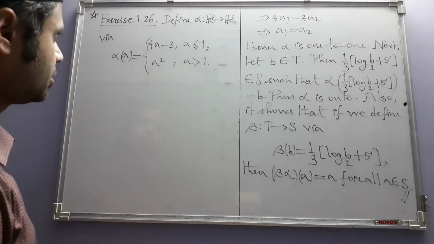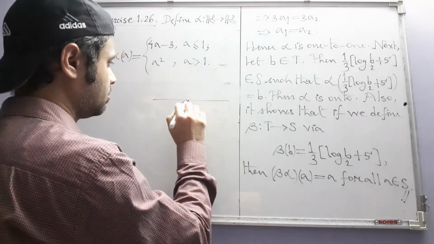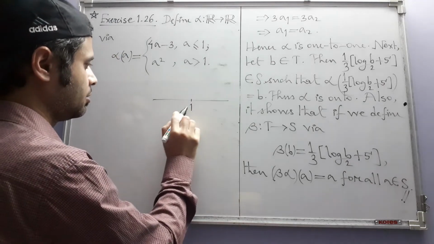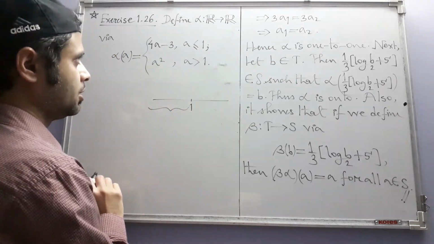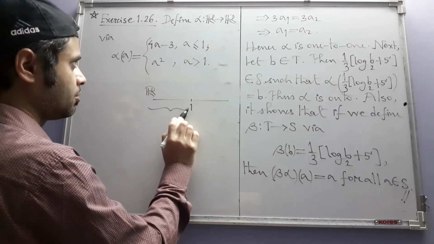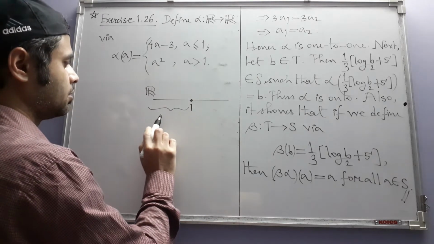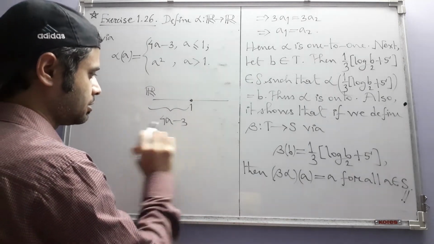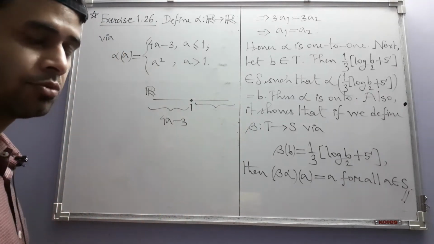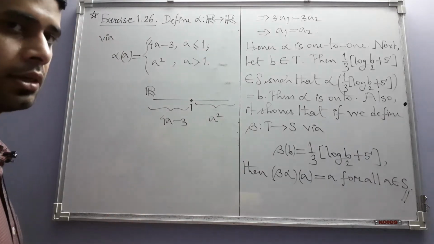It just simply tells us that here we have 1 somewhere on the real line. On this part of the domain, the entire domain is R. On this part of the domain, including the point 1, the function is 4a minus 3. And on this part of the domain, for input values greater than 1, the function is a square. That's just it.